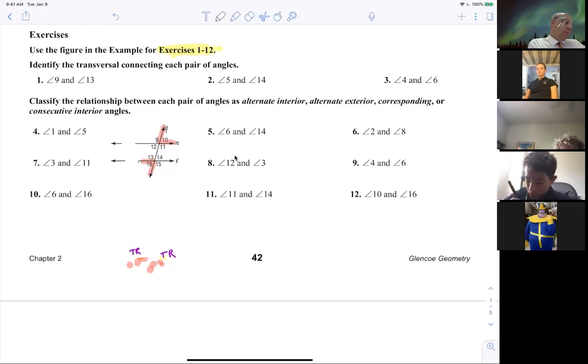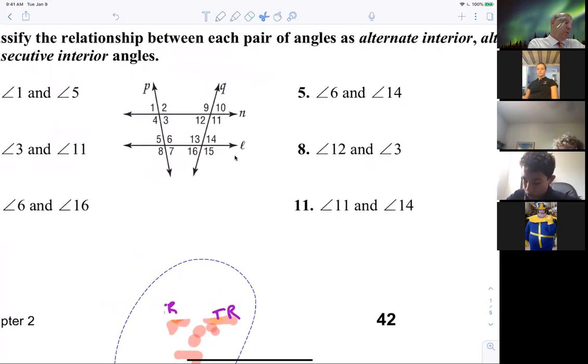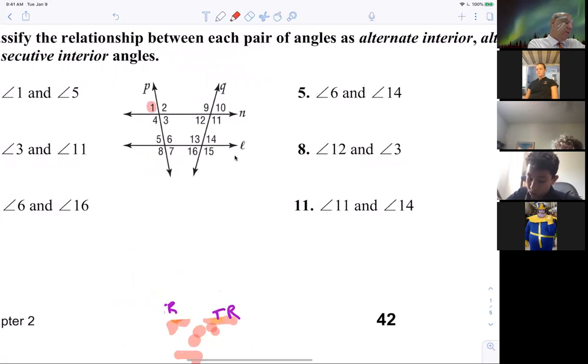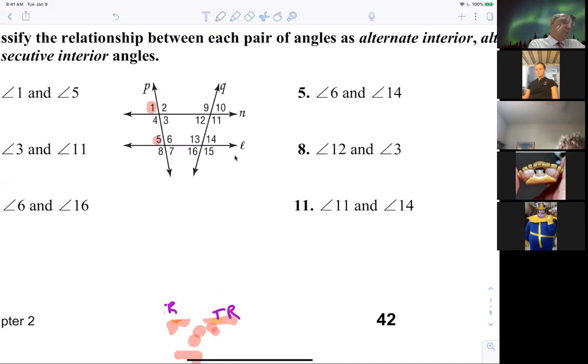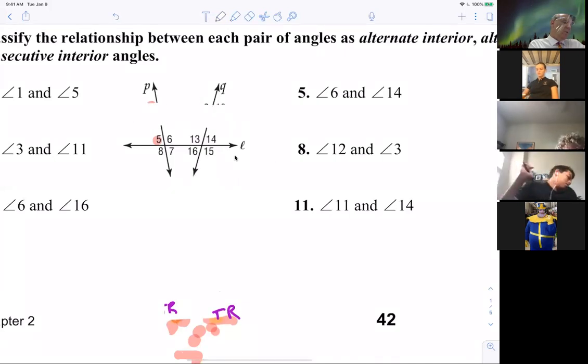Okay, so let me move this out of the way again. You're asking me about 1 and 5, right? So now what I'm trying to show you is if I'm talking about 1 and 5, then nothing over here matters. Just because of the perspective. So watch me now. 6 and 14. Now I'm talking about 6 and 14, so those don't matter.